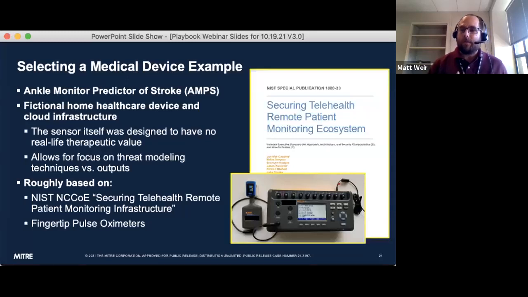Now, we wanted this to be a realistic fictional example, though. So we heavily based this upon NIST's and NCCoE's special publication 1800-30, Securing Telehealth Remote Patient Monitoring Ecosystems. And if you squint a little bit, it sort of looks like a fingertip pulse oximeter. So we incorporated a lot of the features found in real-life medical devices, and we're going to make this fictional medical device here. Next slide, please.